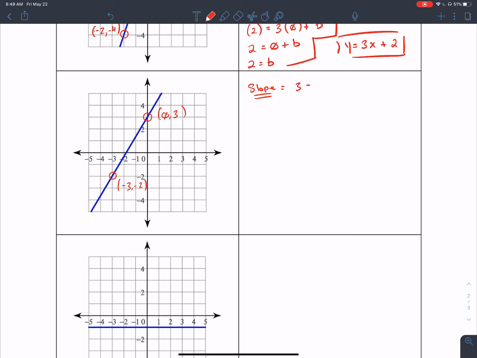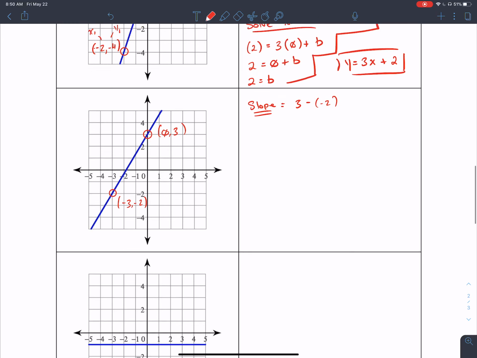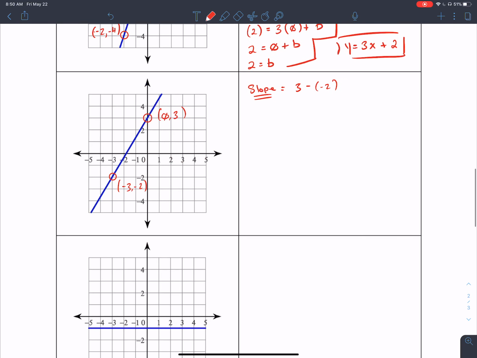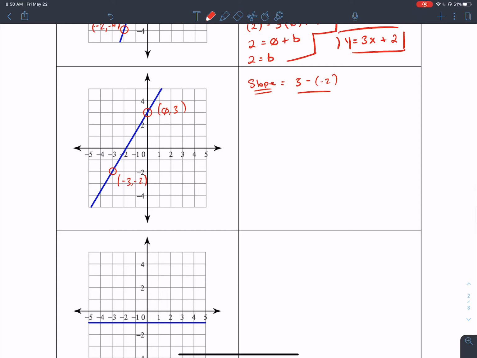We'll plug in our slope, which is 3 minus negative 2 over 0 minus negative 3. 3 plus 2 is 5, and 0 minus negative 3 is positive 3. So we get 5 over 3 x, and then we see over here our y-intercept is occurring at 3, plus 3. That's the gist of it.